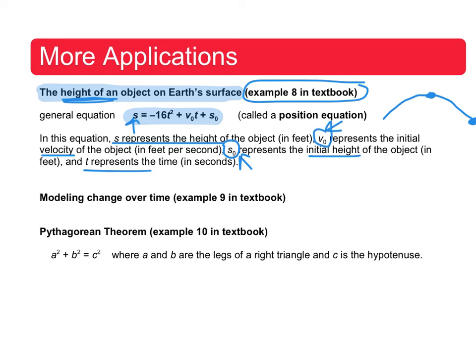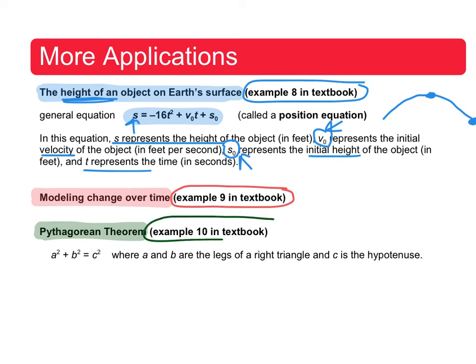You can also use quadratics to model change over time. So as time goes on, how does a value change? How does the position change? And that, if you look in the textbook, is example 9. And the Pythagorean theorem, which you worked a ton with in geometry, is another one: a squared plus b squared equals c squared. So that is an example of quadratic because they're all squared, and that's example 10 in your textbook. So you will want to check those out as you work on your homework.